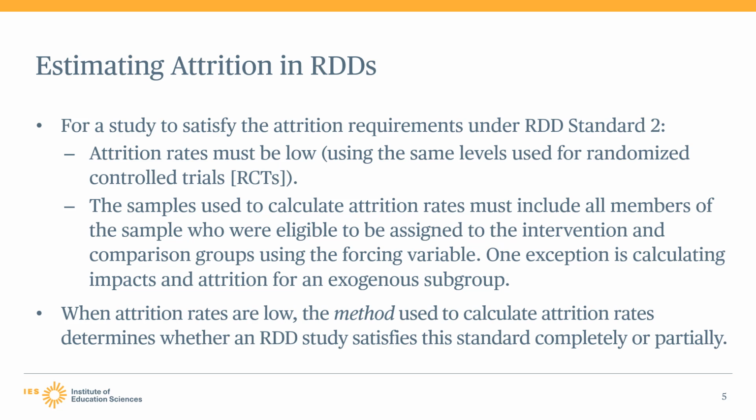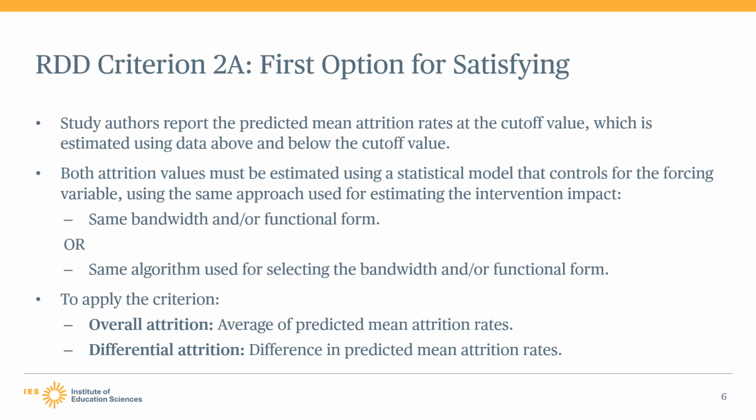For example, the authors might randomly sample from the full sample of eligible students to establish a smaller subgroup of eligible students, or attrition could be calculated within a bandwidth around the cutoff of the forcing variable. All of these would be examples of exogenous subgroups. Whatever the case, attrition must be assessed separately for each contrast of interest.